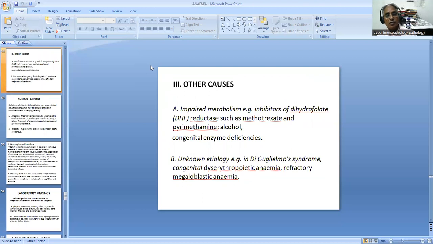Other than this, there could be an impaired metabolism, that means inhibitors of dihydrofolate reductase, such as methotrexate and pyrimethamine, or alcohol. They all lead to the deficiency of folate, or there may be a congenital enzyme deficiency. Other uncommon causes may be Di Guglielmo syndrome, congenital dyserythropoietic anemia, or refractory megaloblastic anemia.